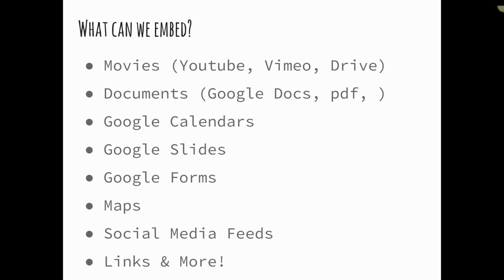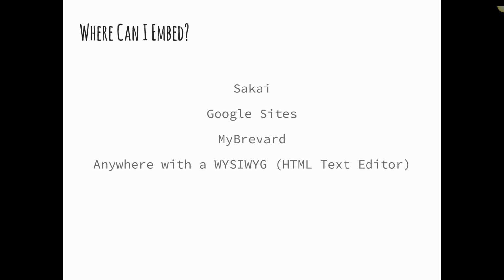We can embed our calendars. We can embed slideshows, all kinds of fun stuff, Twitter feeds, Instagram feeds, things like that. So a lot of things, but before you think about what you want to embed, it's always good to think about where you're going to put it. Because in order to embed something, you have to have a place to embed it. So we can't just say, I want to embed this. You got to know where.